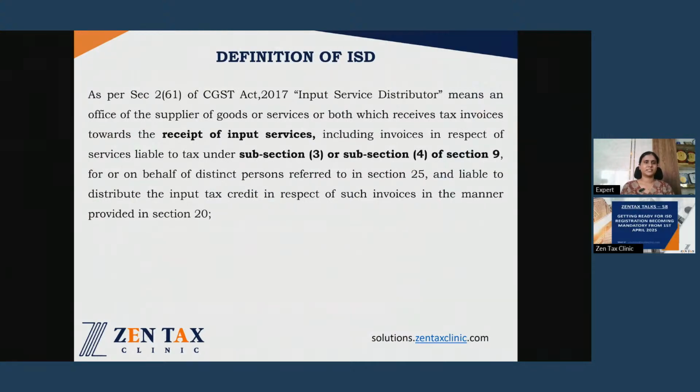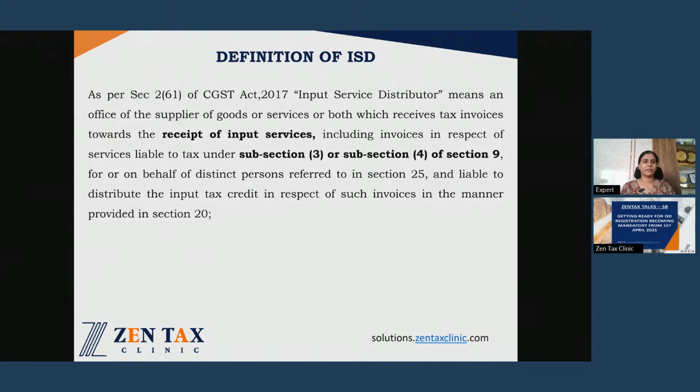As per Section 2, subsection 61 of the CGST Act 2017, input service distributor means an office of the supplier of goods or services or both, which receives tax invoice towards the receipt of input services. So in the definition, it is clearly provided that the tax invoices should be received with respect to input services. And the major amendment in this section is that these invoices should include the services liable to tax under RCM, that is Section 9, subsection 3 and subsection 4 of the Act.